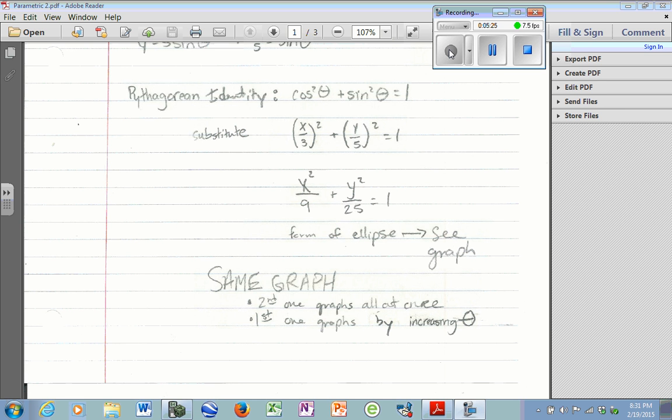What is it at 0? What is it at 90? What is it at 180, 270, and around the circle to 360?